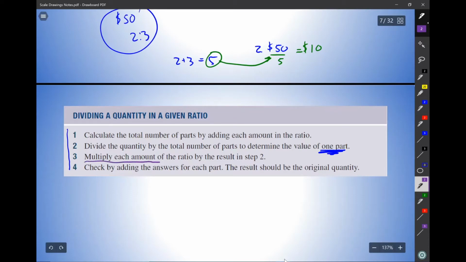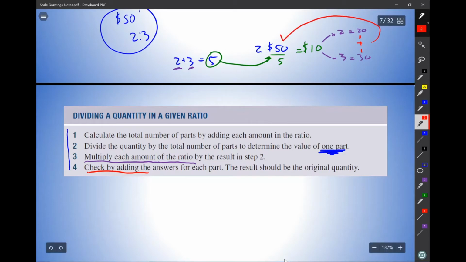to find out how much each person gets, we multiply the $10 first by 2 for this first person, and then by 3 for the second person. So the first person gets 20 and the second person gets 30. And then the last step you can do, just to make sure you've done it right, is add these 2 numbers up. You should get the original amount, which we do, 50.